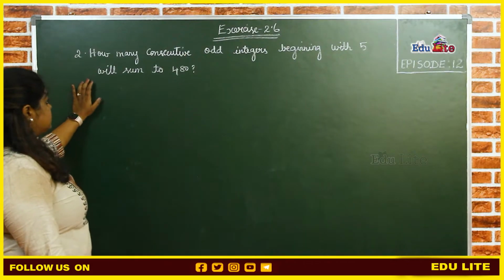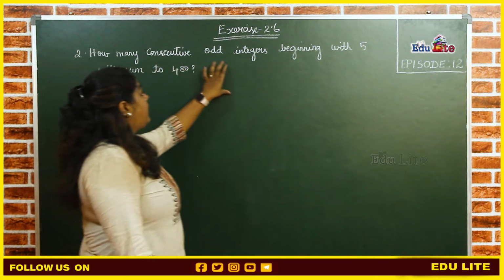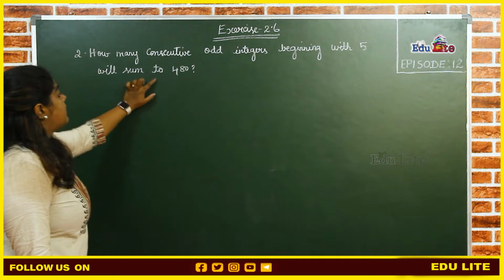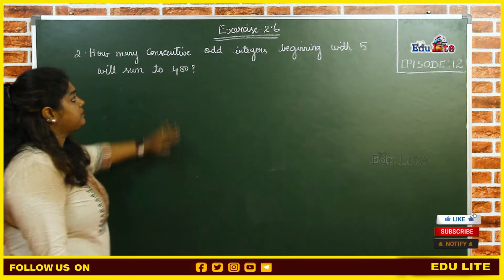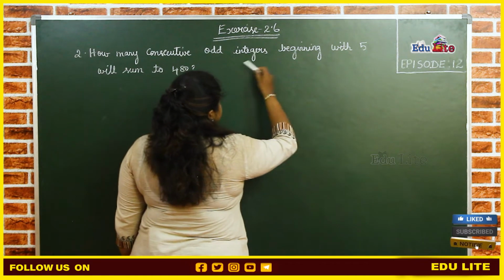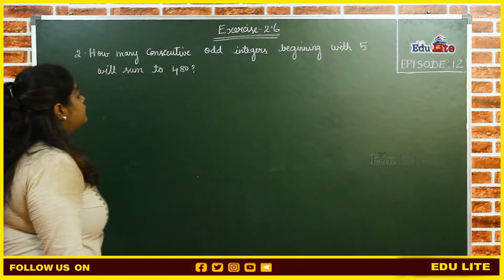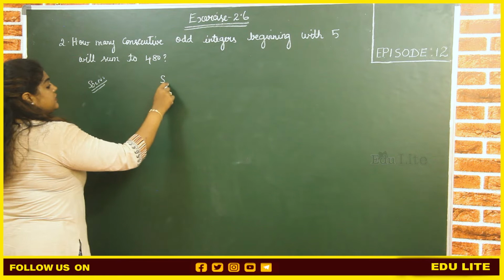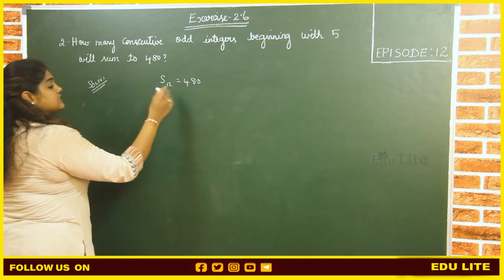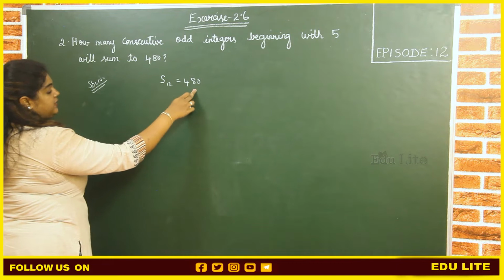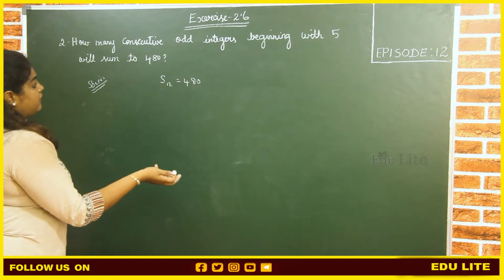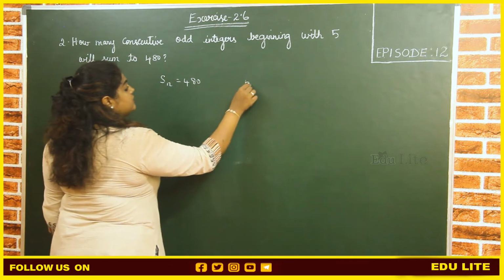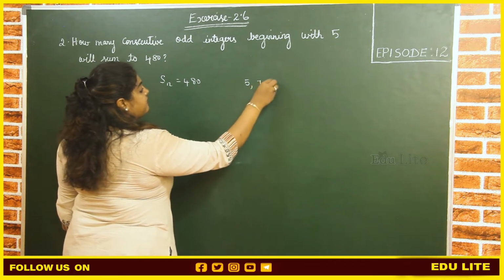So, in the second problem we are asked to find how many consecutive odd integers beginning with 5 will sum to 480. Sn value is given and we have to find the number of odd integers beginning with 5. We have to find the value of n. We are given Sn is equal to 480, that is, the sum of n terms is 480. The sum represents the sum of odd integers beginning with 5, which gives the sequence 5, 7, 9, and so on.